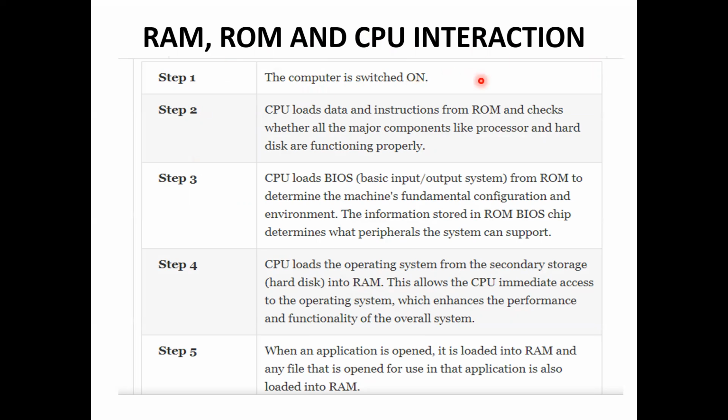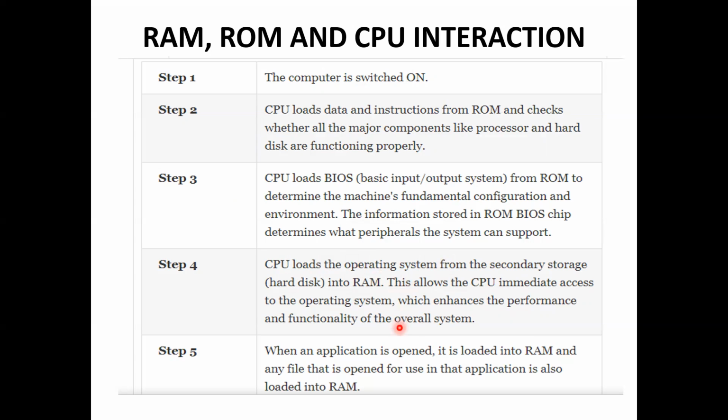Step 1, the computer is switched on. Now the CPU loads data and instructions from the ROM and checks whether all the components like the processor, hard disk and all are functioning properly. The third step is the CPU loads the BIOS, basic input and output system, from the ROM to decide the machine's fundamentals and configuration. The information stored in a ROM BIOS chip determines whether peripherals can be supported or not.